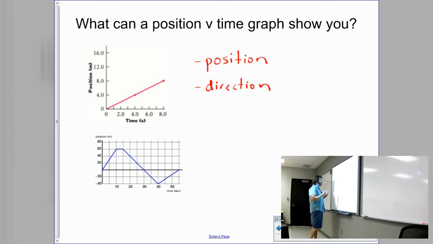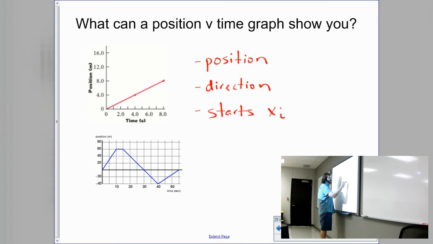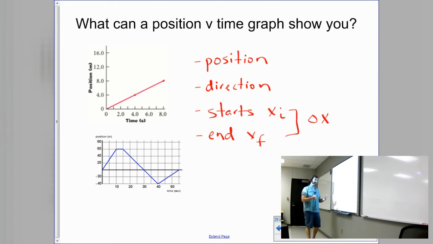It can show us exactly where the object is at a particular time. It can show us where the object starts, the x initial, the initial position, and it can show us where the object ends, the final position. If we figure out where it started and where it ends, we can figure out our change in position, which would be our displacement. The difference between where I started and where I end is called my displacement.